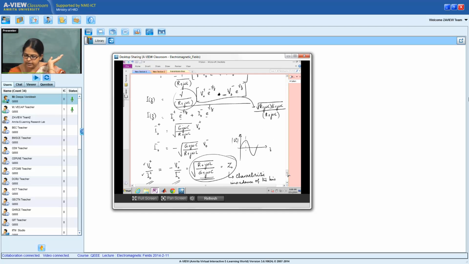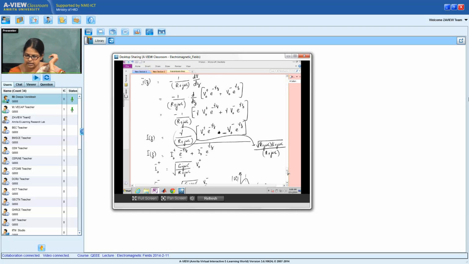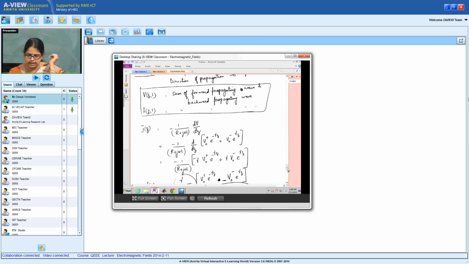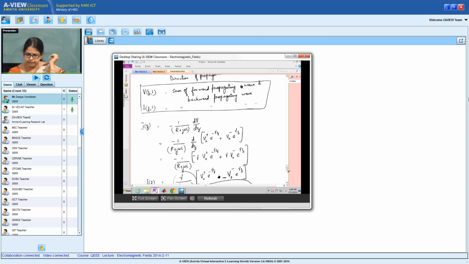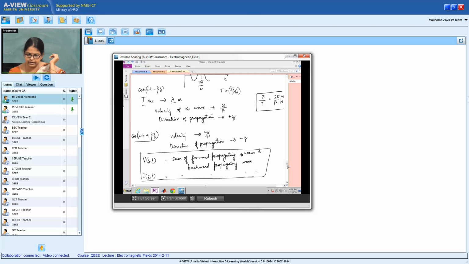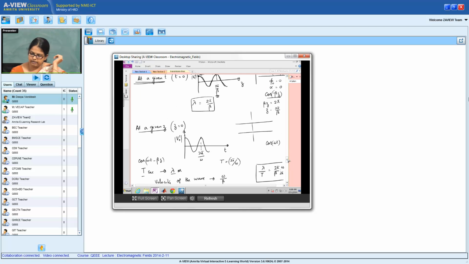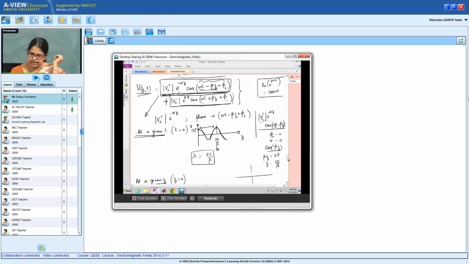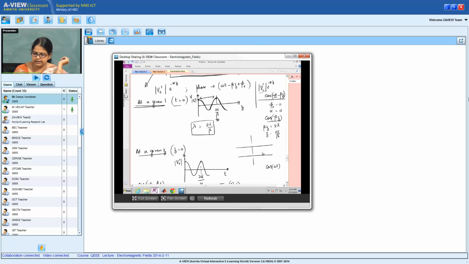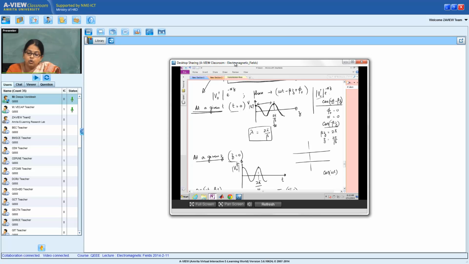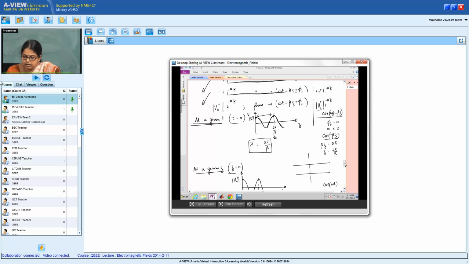There was a question which came to me as an email after the last class. I said that I will answer this first thing today. The question is, when we analyzed this forward propagating wave and the backward propagating wave, we did that analysis by taking a given time and a given Z. The question was, why did you take Z equal to 0 and T equal to 0 for this analysis? Or is it true only for Z equal to 0 and T equal to 0?